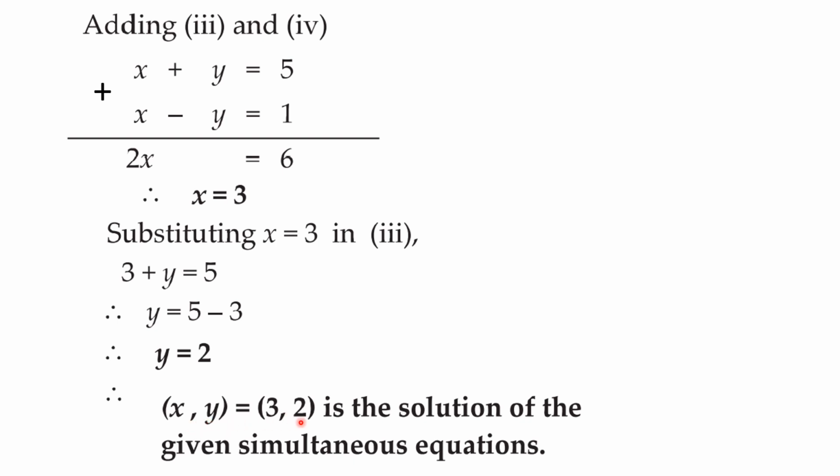Okay, it's an ordered pair, so always you need to write it in brackets, and always the order should be x comma y. That means the value of x is going to appear first, then comma, and then the value of y. So either you can write the complete statement that therefore (x, y) is equal to (3, 2) is the solution of the given simultaneous equations. It shows that value of x is 3 and value of y is 2. That means these two values satisfy both the equations.